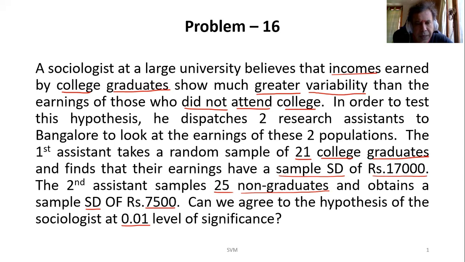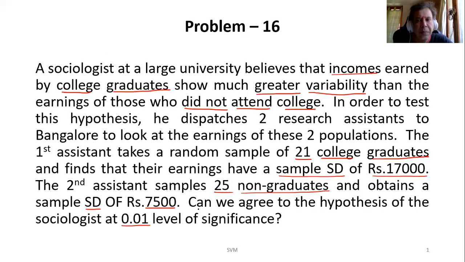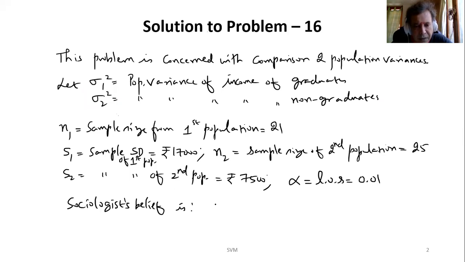The sociologist's belief: what is his belief? Income earned by college graduates shows much greater variability than the earnings of those who did not attend college. Means he feels sigma 1 square is larger than sigma 2 square.